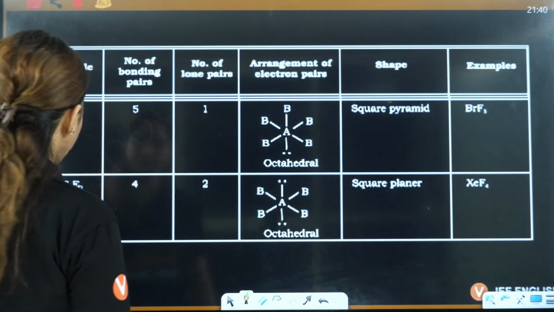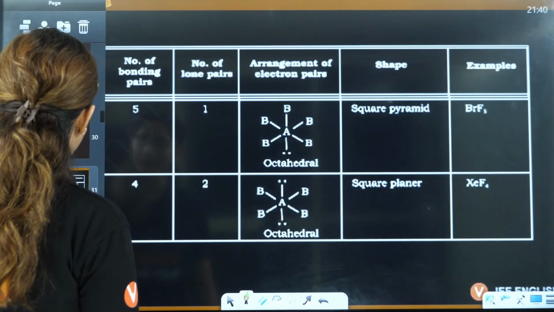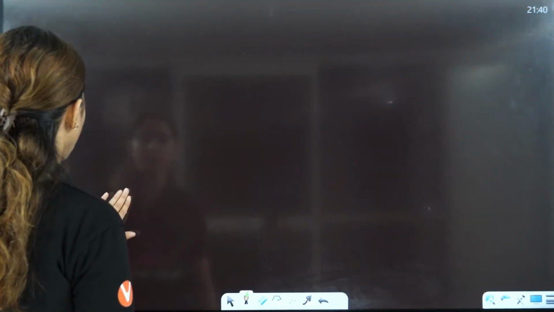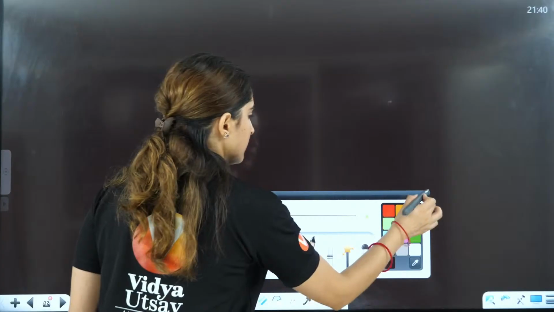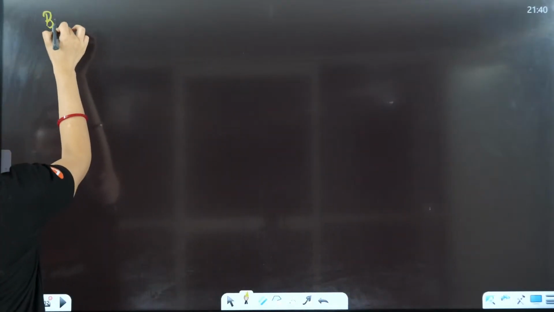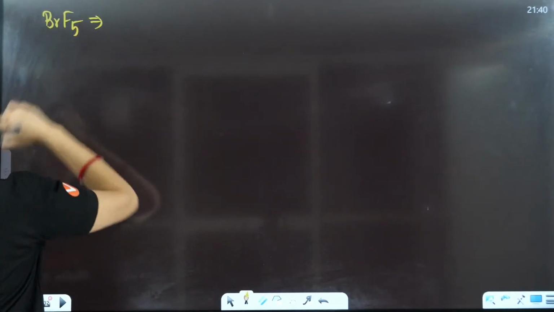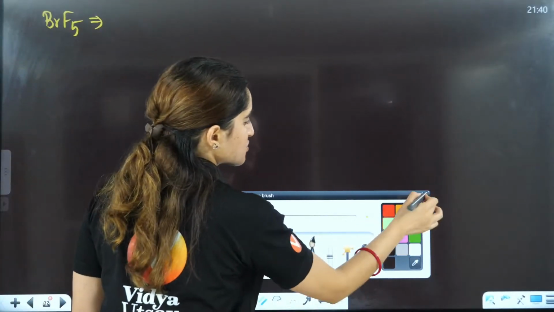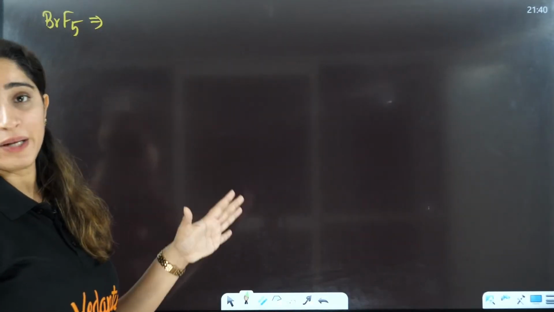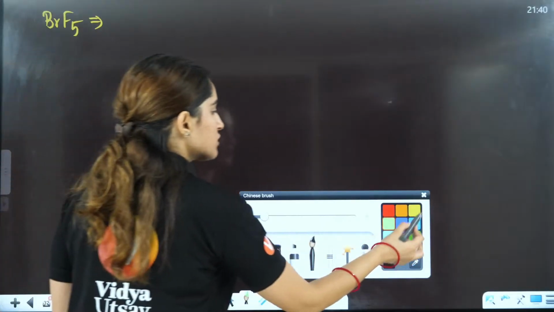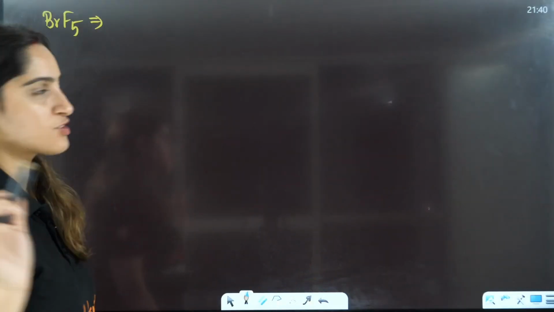Next is BrF5. Let's discuss BrF5. So many compounds we have. BrF5. These are very famous, okay? In questions, it will be repeated again, right? So I'll just show you, okay, this was the structure there.